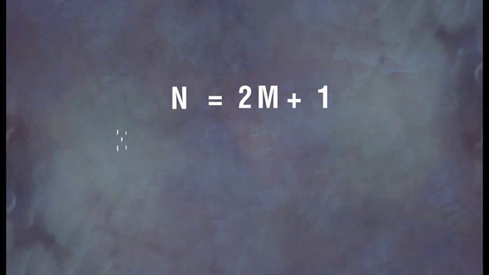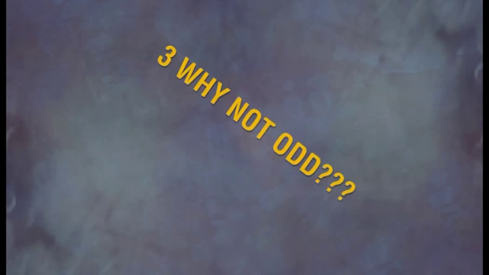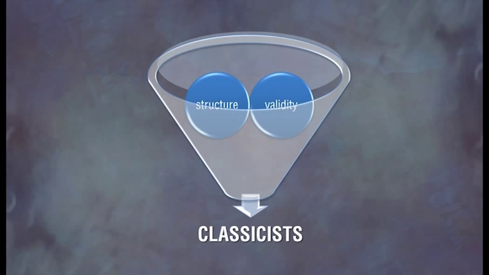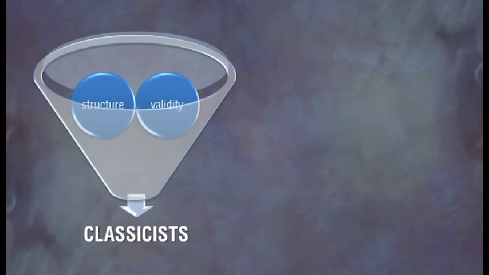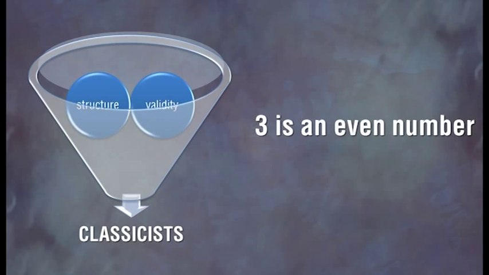Let me use an example to illustrate my point. Given the premise, n is an even number, if and only if it is equal to 2m plus 1, where m is a natural number. Therefore, we can conclude that 3 is an even number. But wait, why isn't 3 an odd number? This is because classicists focus only on the structure of argument and the validity of the inference. Even though our premise isn't commonly accepted, through the classicist way of deduction, we can arrive at 3 is an even number. Classical logic describes laws of rational thinking.